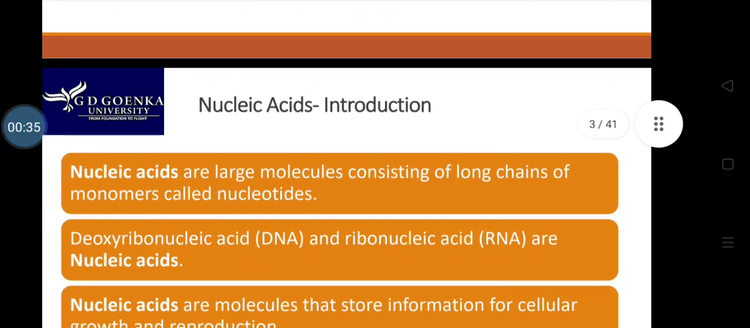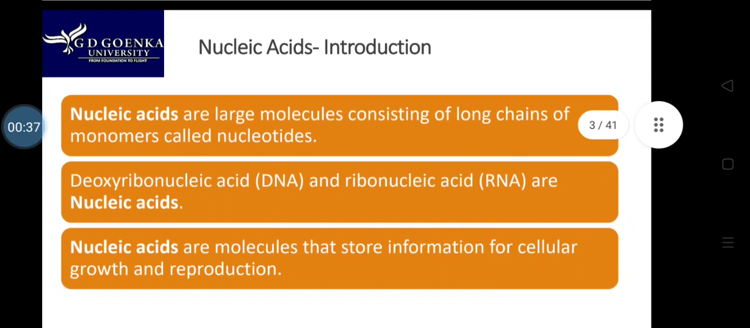So let us start with the introduction to nucleic acid. Nucleic acids are very large molecules, and they consist of a long chain of monomers of nucleotides. So nucleotides are the building blocks of nucleic acid, and the DNA and RNA that we know are examples of nucleic acids. DNA stands for deoxyribonucleic acid and RNA stands for ribonucleic acid.